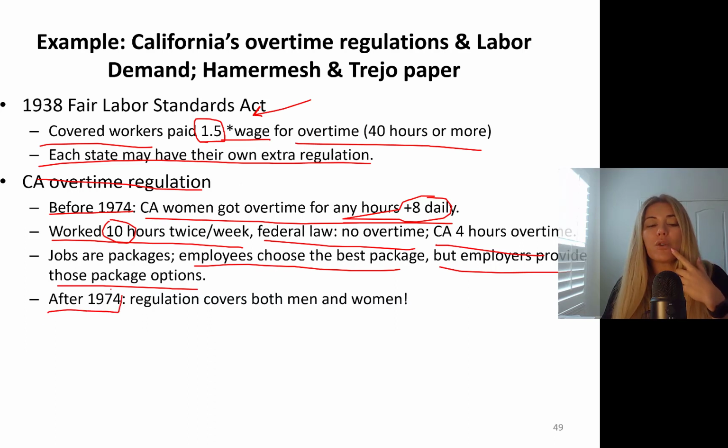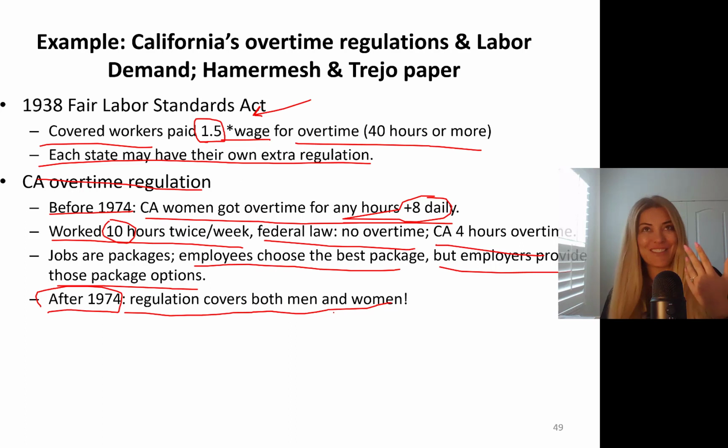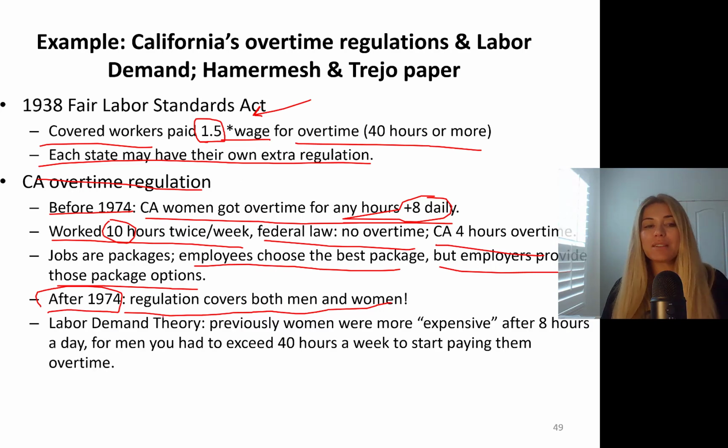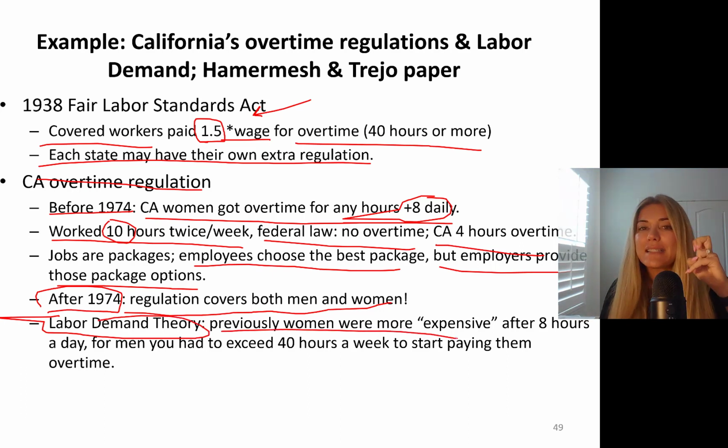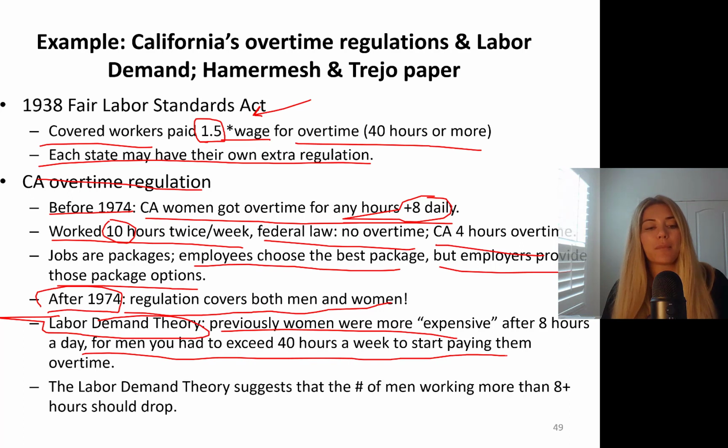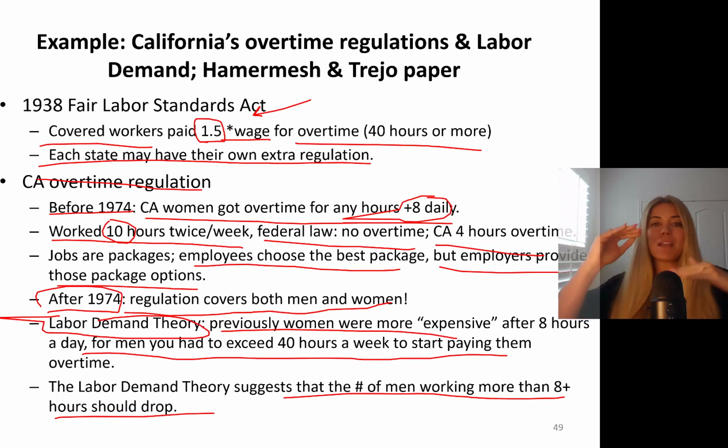After 1974, there was a lawsuit, and this regulation covered both men and women. Men said we're discriminated against, we want this protection too, and they started having this protection for hourly workers. What does labor demand theory say? Previously, women were more expensive after 8 hours per day, while for men you had to exceed 40 hours a week to start paying overtime. Demand theory suggests that the number of men working more than 8 hours should drop, because men are now expensive too. Women and men, after 8 hours per day, are equally expensive.